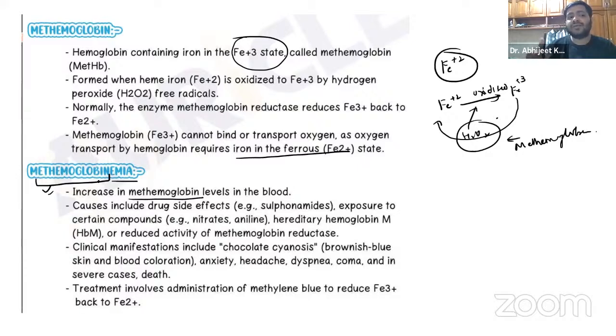When I say methemoglobinemia, methemoglobin you already know, right? Emia means blood. So what is methemoglobinemia? It is an increase in the methemoglobin levels in the blood.